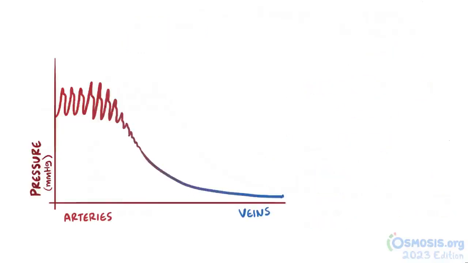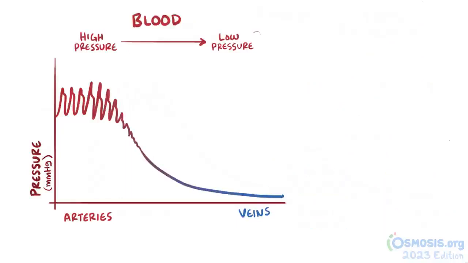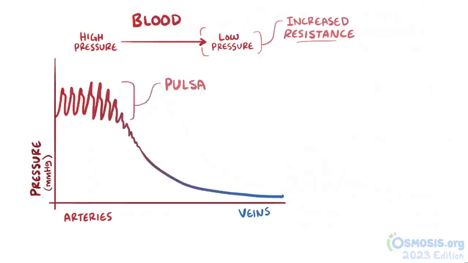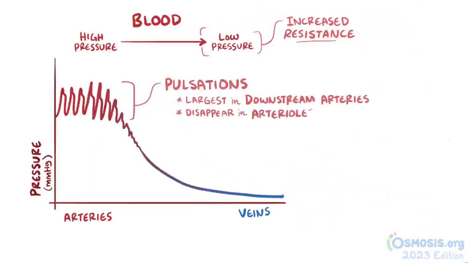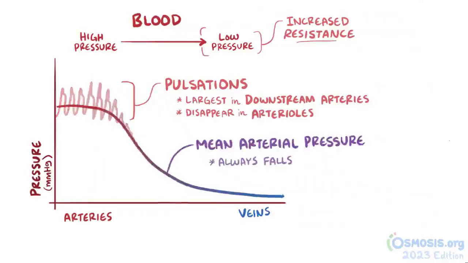Alright, as a quick recap, vascular pressures drive blood flow because the blood always wants to move from high pressure to lower pressure. The reason that blood pressure falls as the blood moves away from the heart is that blood has to get through many blood vessels, each of which typically offers a little more resistance. In the arteries, there are also pulsations or pressure fluctuations, and they get larger in the downstream arteries and then disappear in the arterioles. But mean arterial pressure always falls as the blood goes downstream.